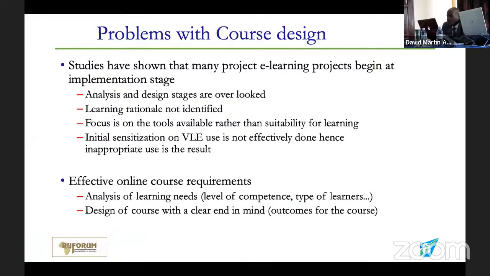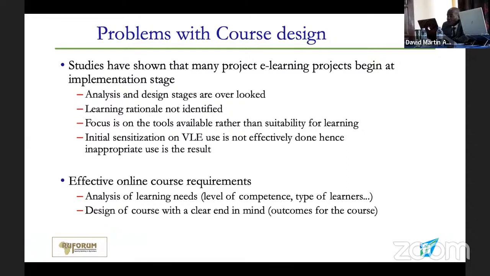And then also, the sensitization to the actual potential users is ineffectively done many times. We assume that the learners know, and therefore they will be able to get on and move on with their studies virtually. You are transplanting the traditional into the virtual, as simple as that. So I think we need to really consider these issues very seriously if we are going online.